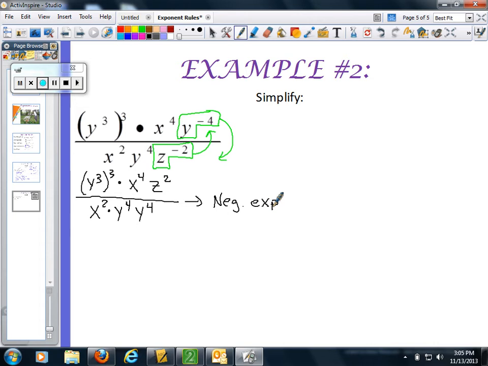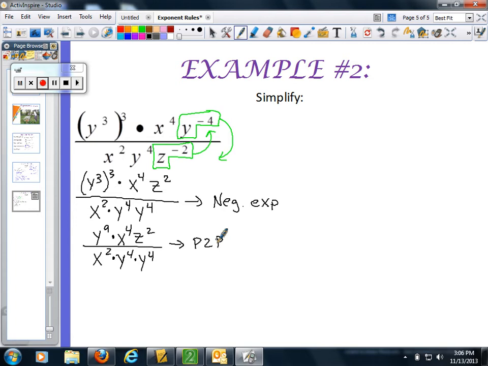Okay. Now I'm going to go ahead and do the power to power. So this is y to the 3, remember, you're multiplying, so this is y to the 9th times x to the 4th z squared over x squared times y to the 4th times y to the 4th, and this was the power to power. I'm just going to put p to p.